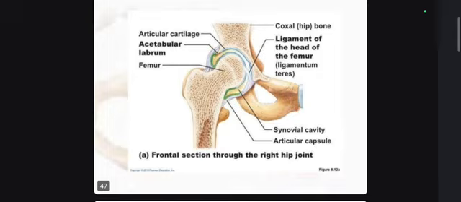This image is a frontal section through the right hip joint. Here are some parts: articular cartilage, acetabular labrum, femur, ligament, head of femur, synovial cavity, articular surface.